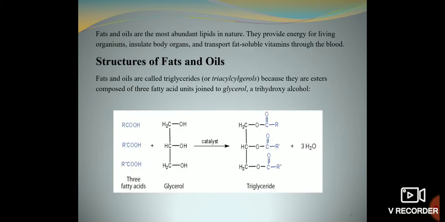Fats and oils are the most abundant lipids in nature. They provide energy for living organisms, insulate body organs, and transport fat-soluble vitamins through the blood. The structure of fats and oils.